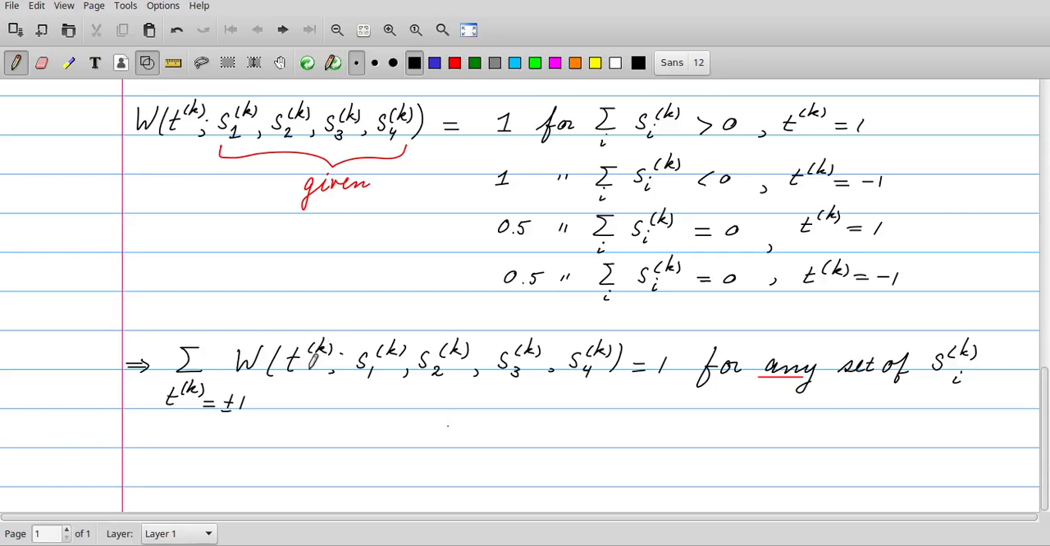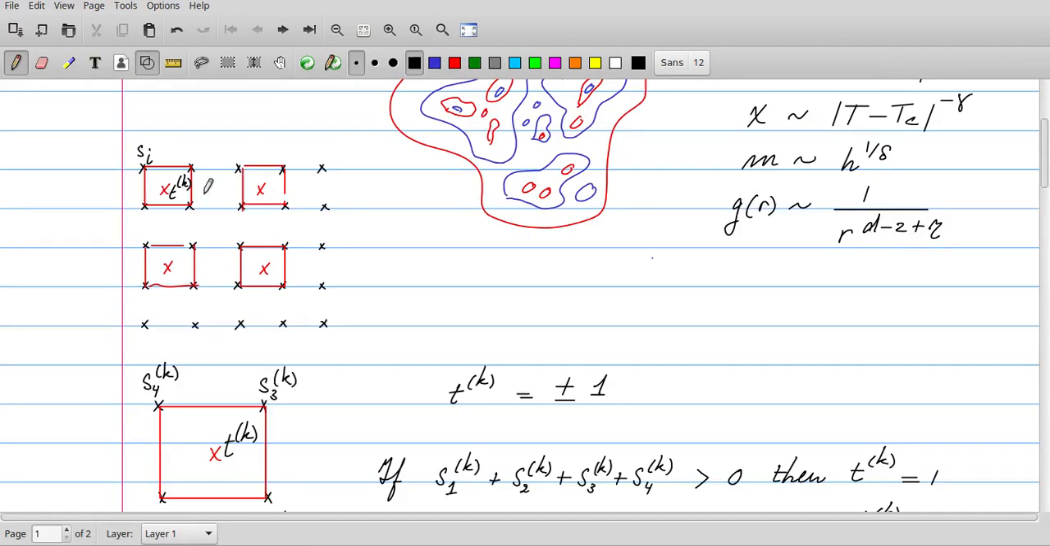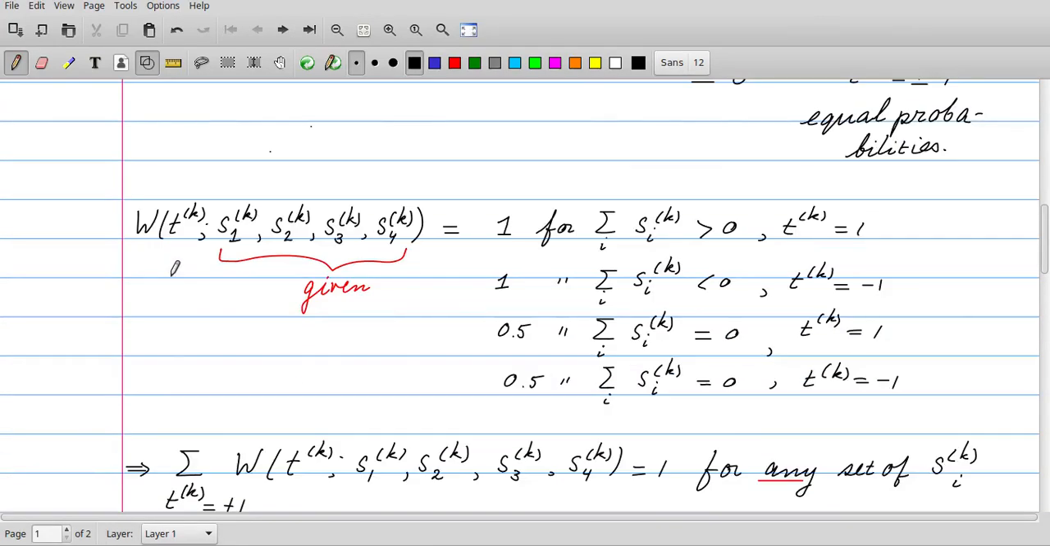Simply because tk always will get some value, either plus 1 or minus 1. Now we define a new Hamiltonian, which is not defined in terms of the s spins, the original spins, but in terms of the new spins tk. So we have now a Hamiltonian which describes the system in terms of the coarse-grained spins, the tk, which are found at the centers of the red plaquettes in this picture. So here is a tk, here there is a tk, and we try now to find a Hamiltonian in terms of these new variables tk.